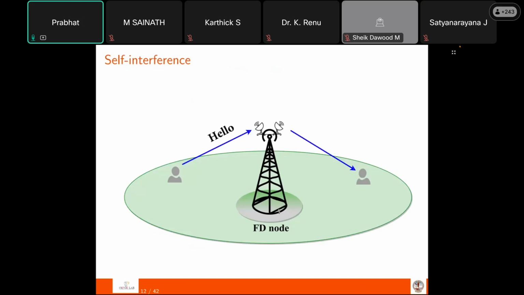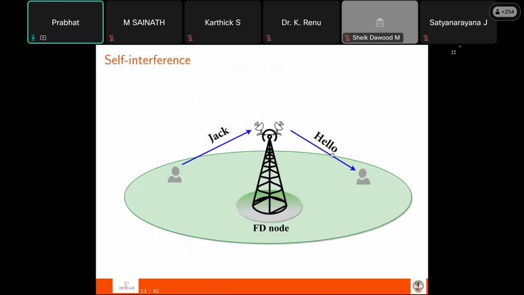So just to describe this, suppose there is a user talking to another guy, and there is a full duplex node which is acting as a relay. So this is sending the data hello, and then this is receiving the hello data and sending it in the next instant to this guy. When this will be sending hello, the message was hello Jack.